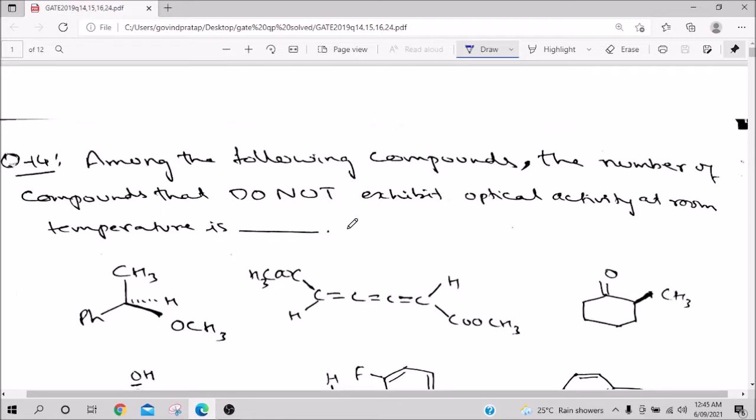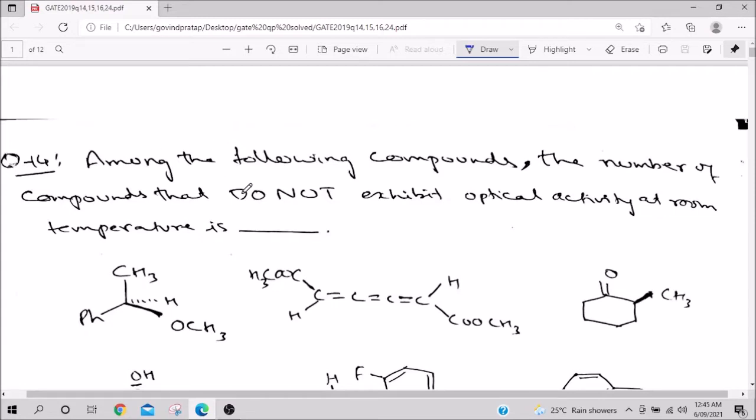So as you know, I am doing only the organic questions of the GATE questions, and I am doing them in a series, 5 questions in a series. But in the 2019 GATE there were fewer organic questions, so that's why I am doing 4 questions here. Okay, so let's start with question number 14.